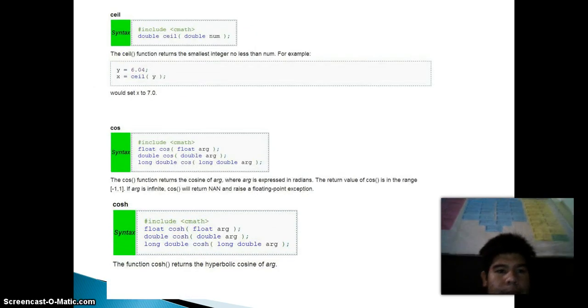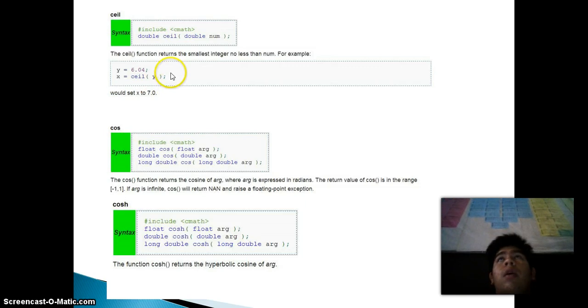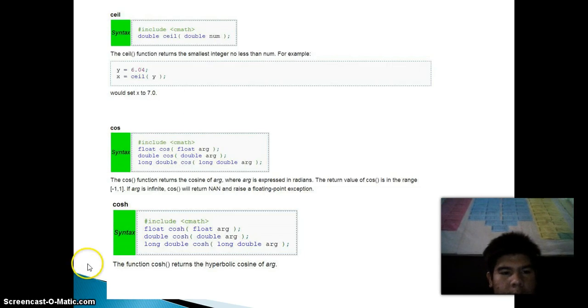The next is ceil. It returns the smallest integer not less than the number. For example, this one. This is the syntax of it. Next is cosine. The syntax of this is here. The cosine function returns the cosine of ARG, which is expressed in radians. The return value of cosine is in the range -1 to 1. If ARG is infinite, cos will return NaN and raise the floating point exception.